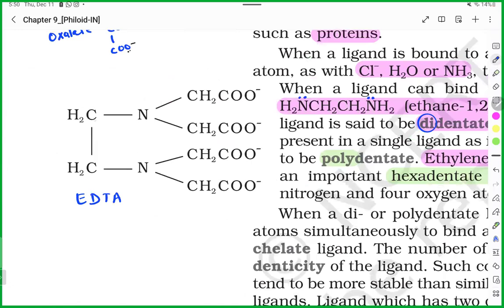Ethylene, two carbon ethylene. Correct? Diamine, two nitrogen.